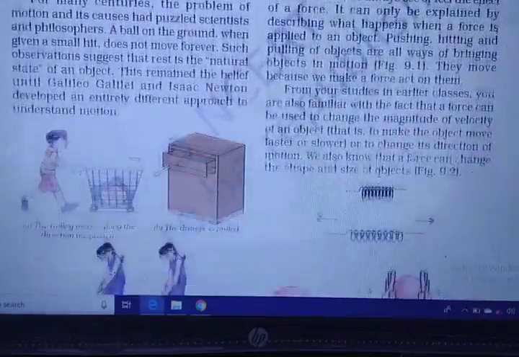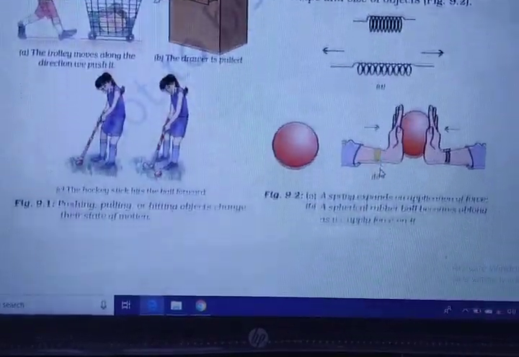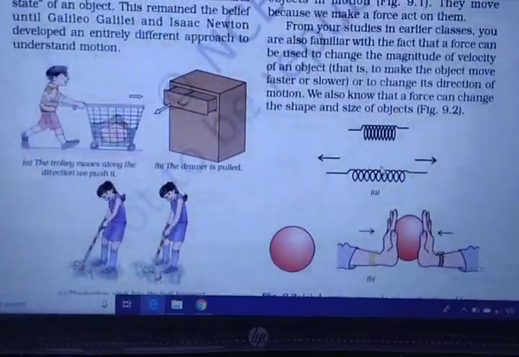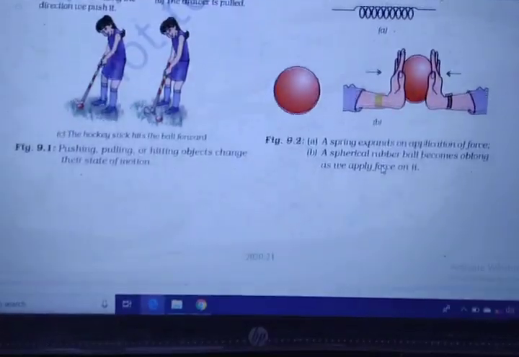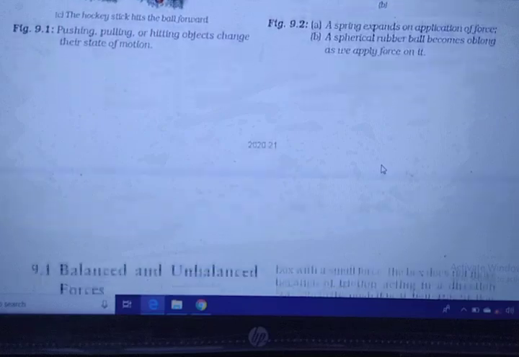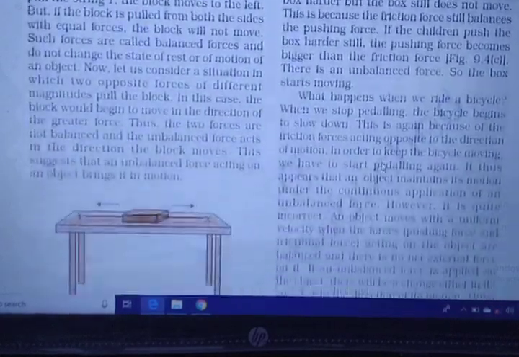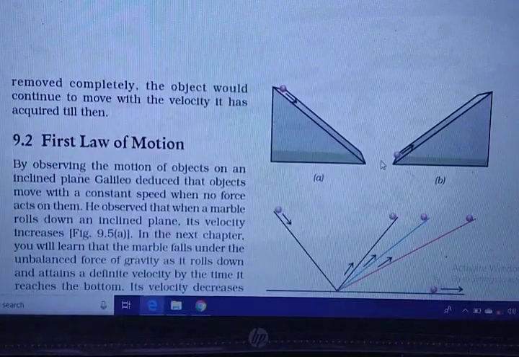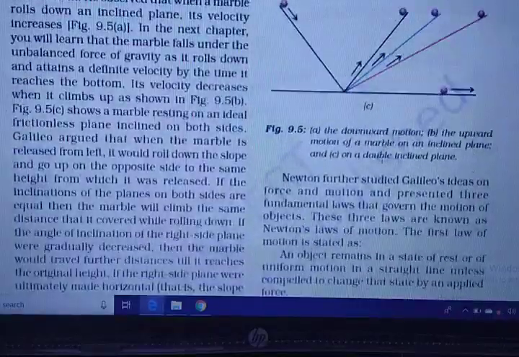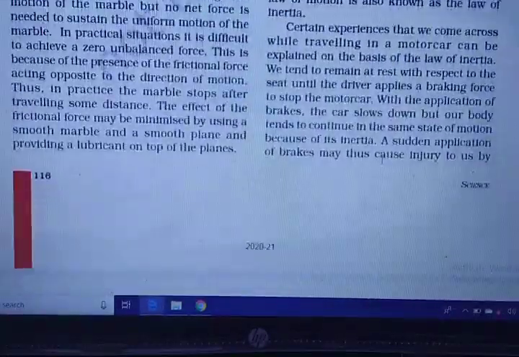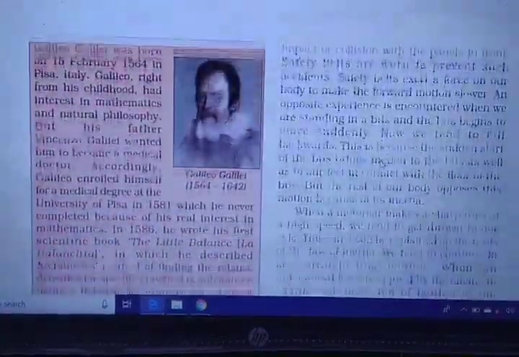I hope all of you have already gone through the NCERT textbook, and I have already discussed the law of inertia, which is also known as Newton's first law of motion. After that I discussed balanced and unbalanced forces. After getting the knowledge of balanced and unbalanced forces, I described the first law of motion, and then in the previous video I described the second law of motion.